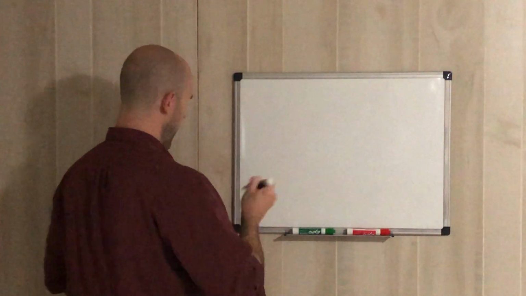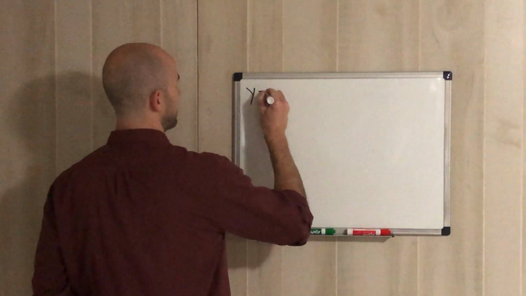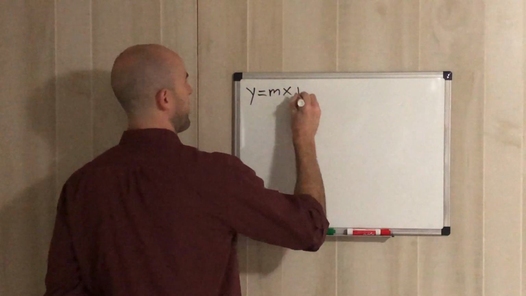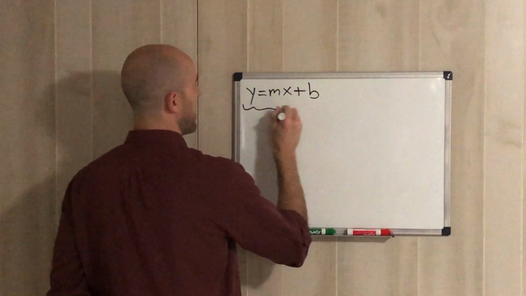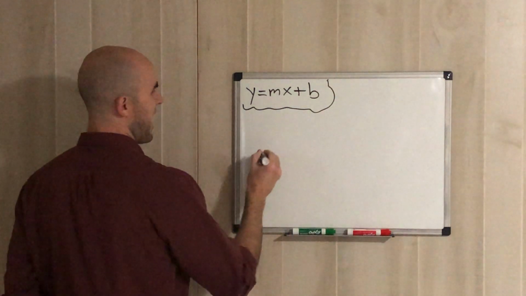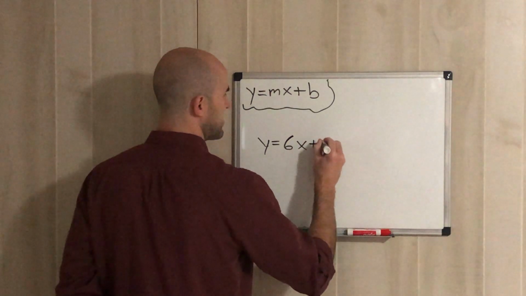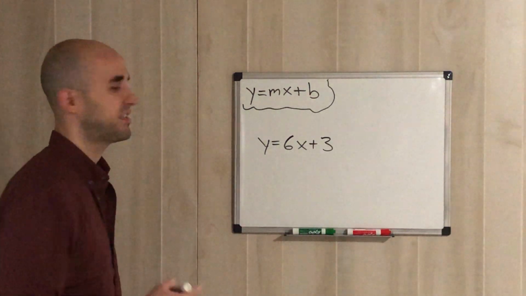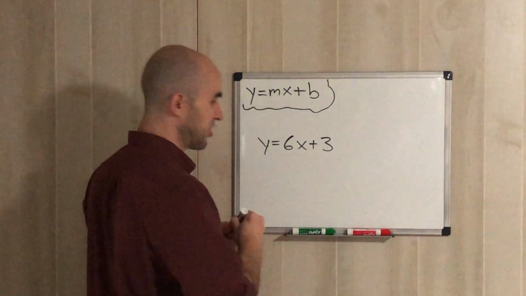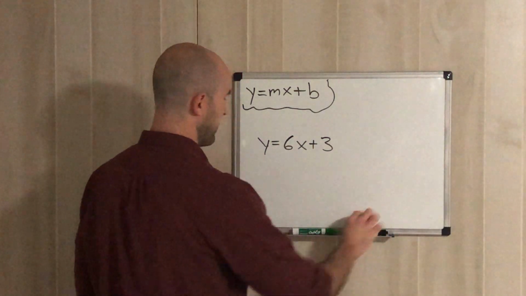So let's say that we had, and again, I'll write this just so you guys can see it. We have our slope-intercept form, y equals mx plus b, right? So let's say I have the equation y equals 6x plus 3, right? And I wanted to know two things. I wanted to know what the slope is, and I wanted to know what the y-intercept is.